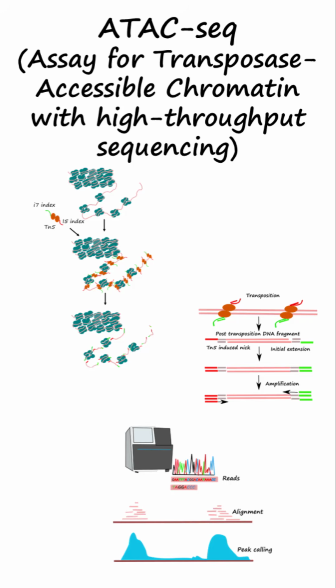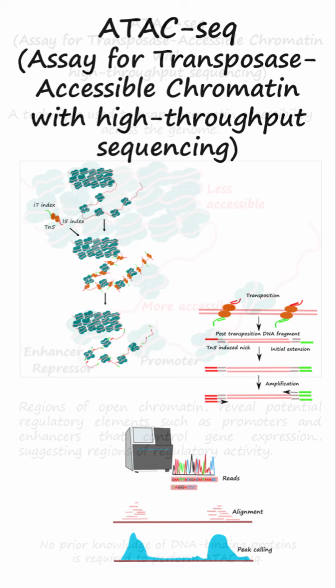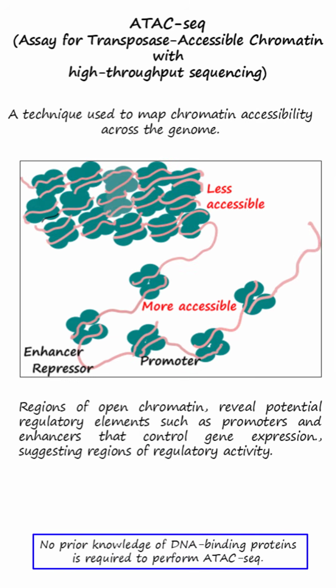ATAC-seq, or the assay for transposase-accessible chromatin with high-throughput sequencing, is a technique used to map chromatin accessibility across the genome. By identifying regions of open chromatin, it reveals potential regulatory elements such as promoters and enhancers that control gene expression and indicate regulatory activity.